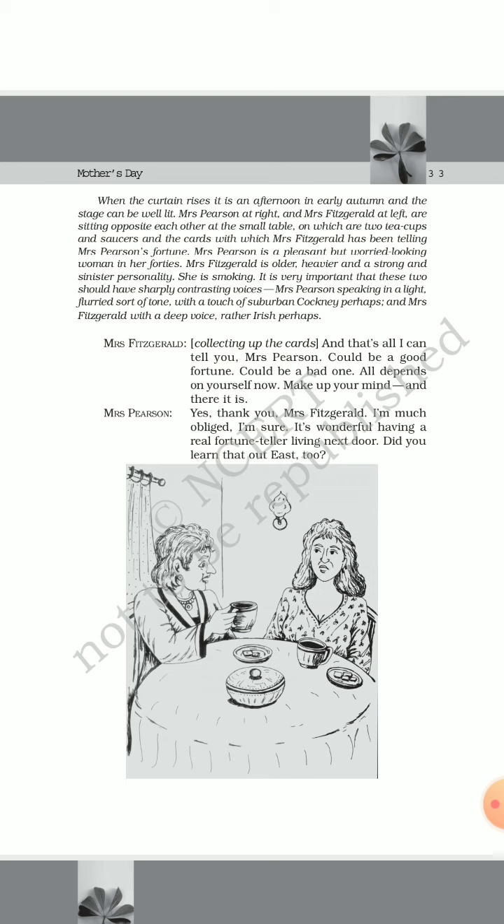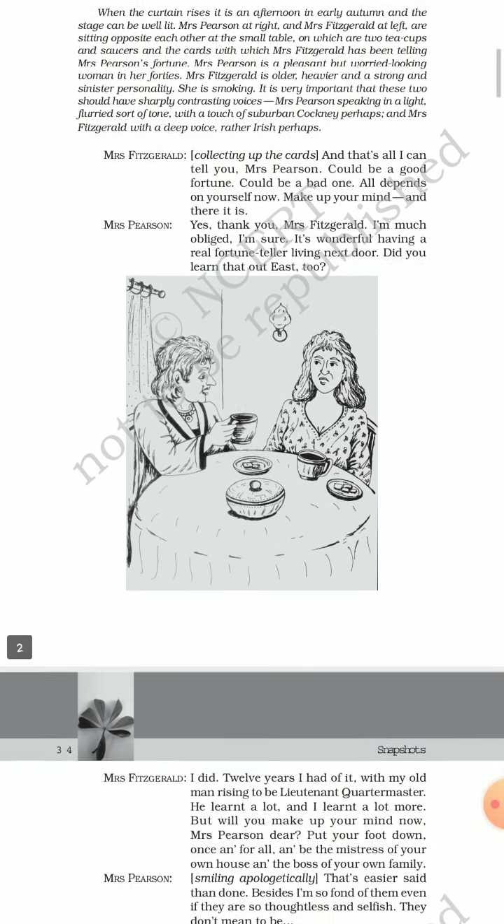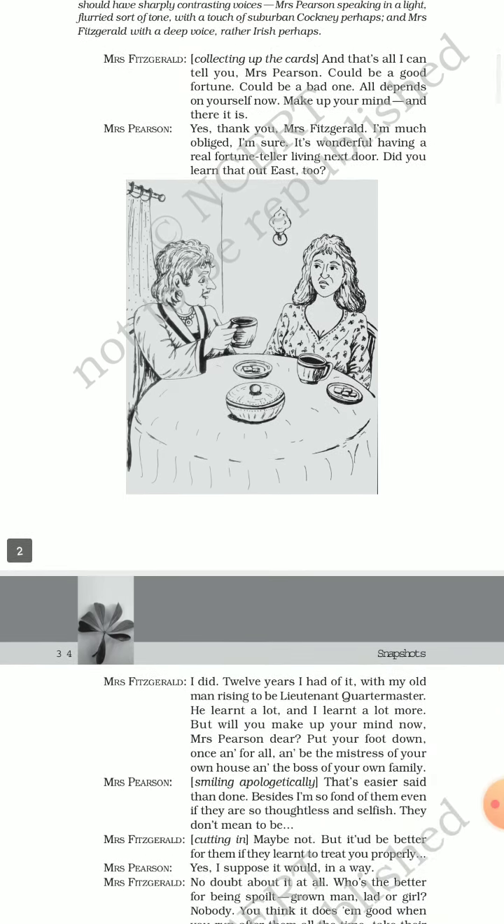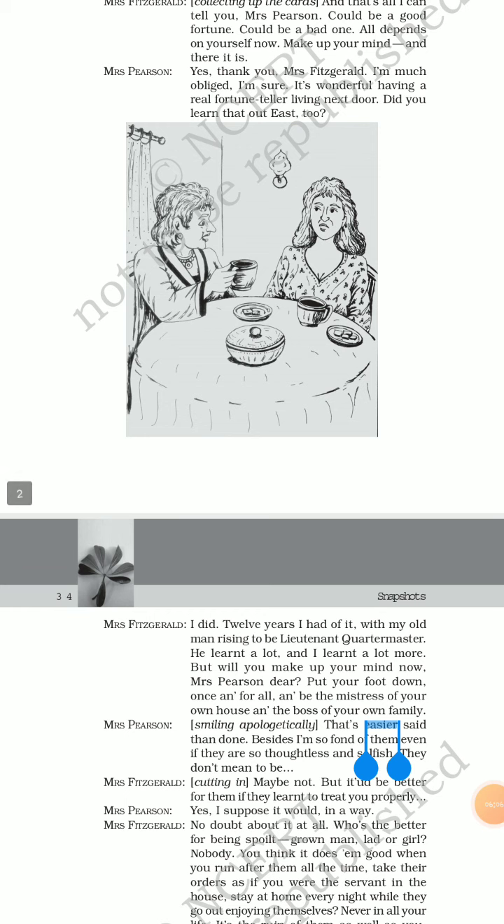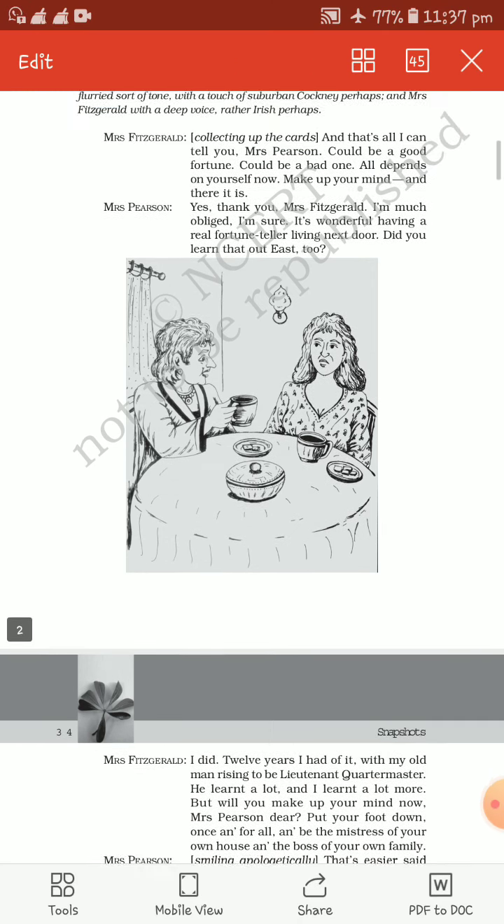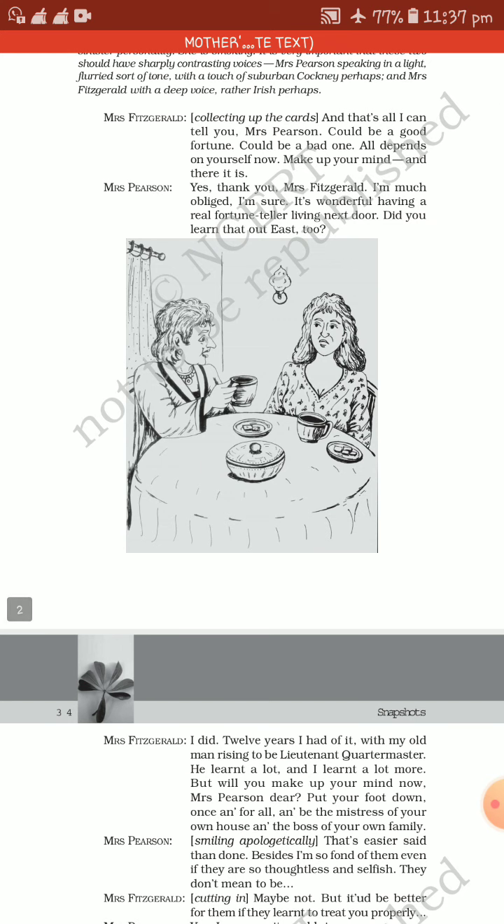Now, this is the setting of the drama Mother's Day. Now, let me come to the very first dialogue. It has been spoken by Mrs. Fitzgerald. So, see this, dear students. Mrs. Fitzgerald collecting up the cards. That means I already told you the tarot card reading session is over, and now she came to a conclusion. What is the conclusion of Mrs. Fitzgerald? Let us come to that.